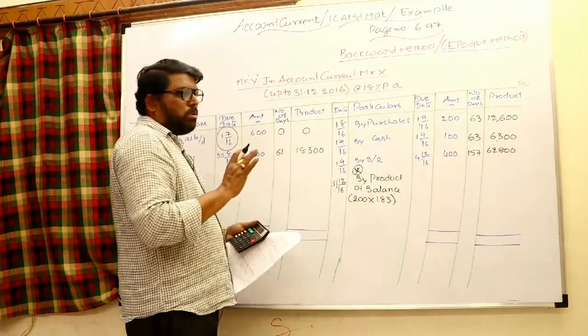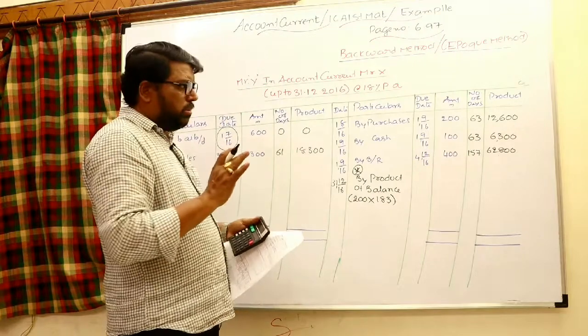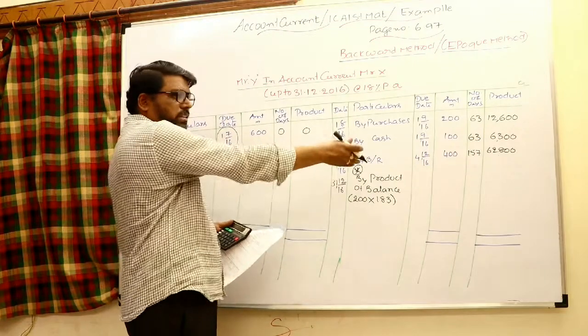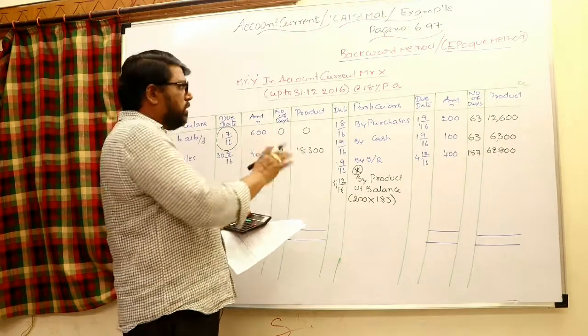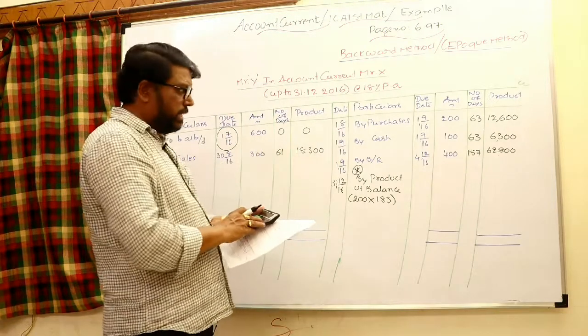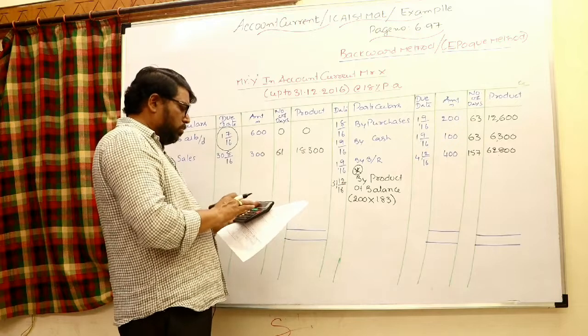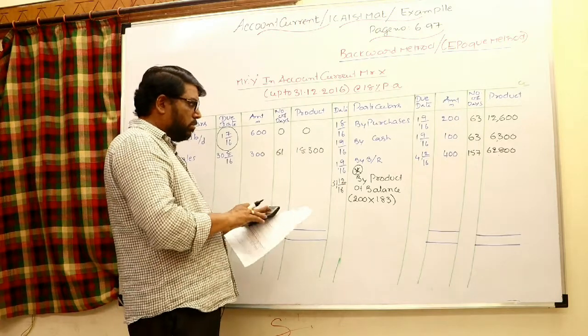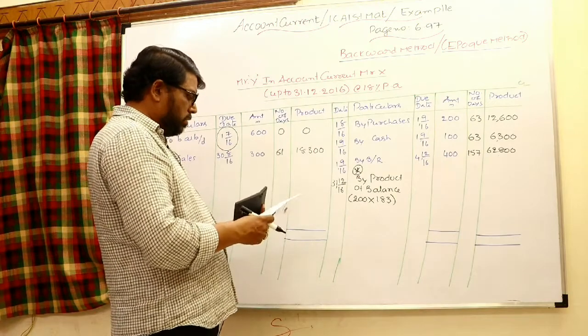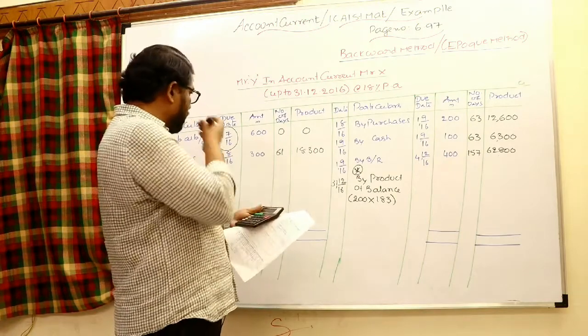Okay, write only in the product column, not in the amount column. Don't write anything there, because if you write there, both sides will simply be tallied. Only write that product here. Okay, 200 into 183, 36,200. Look at the number of days once again.